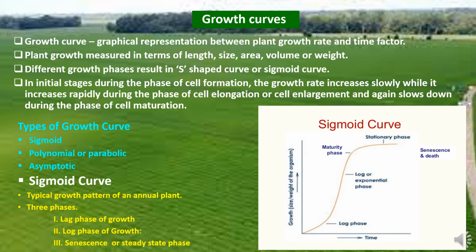These growth curves are divided into three types. First one is the sigmoid curve, second is the polynomial curve, and third is the asymptotic curve. As far as the sigmoid curve is concerned, it is the typical growth pattern of annual plants, and under a sigmoid curve there are three phases. First one is the lag phase of growth, second is the log phase of growth, and third is the senescence or steady or stationary phase.